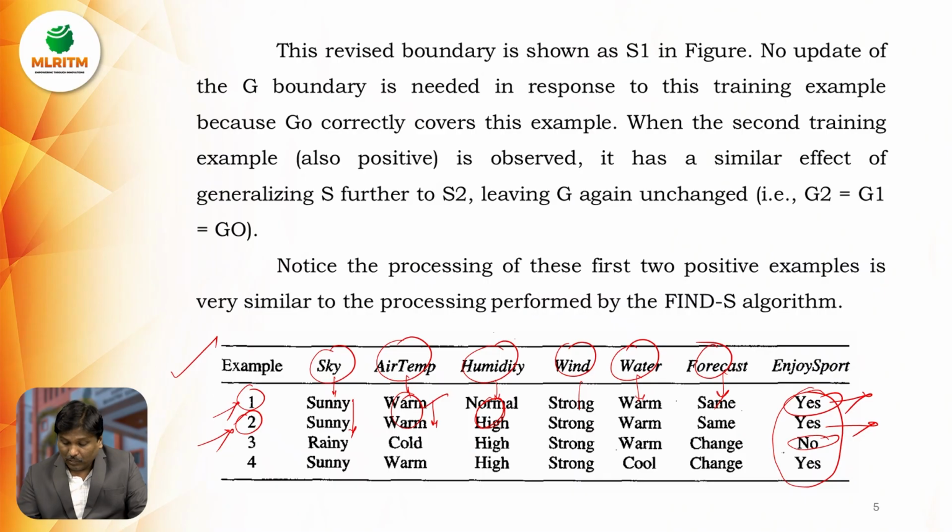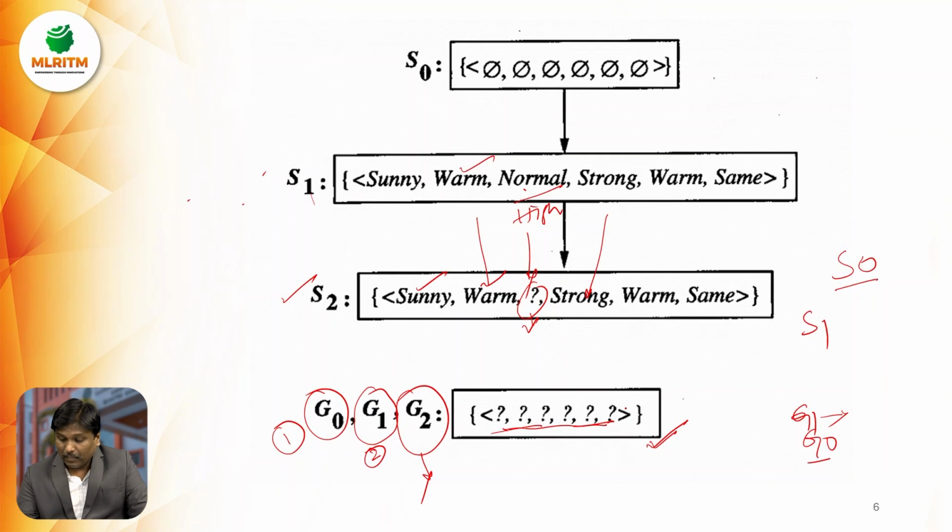And next, the third one, strong and strong is there. Yes, the same value we can note down. And next, warm and warm is there, and warm is noted as it is. And next, same and same. Yes, this is the value. So the S, the specific hypothesis, can be updated for the positive training examples.